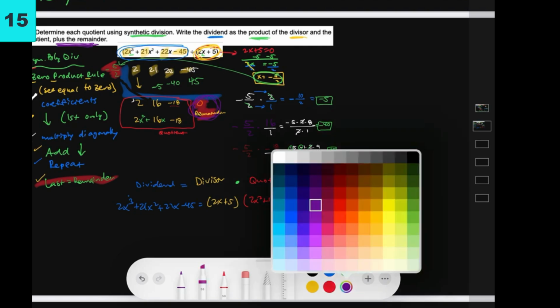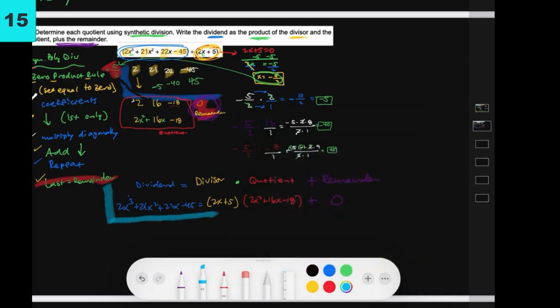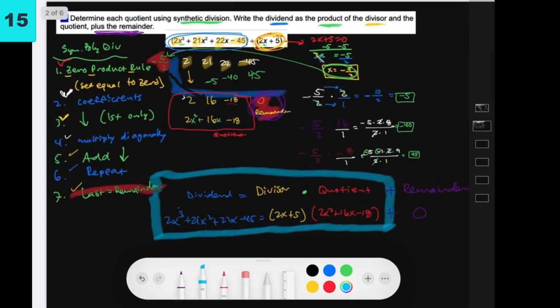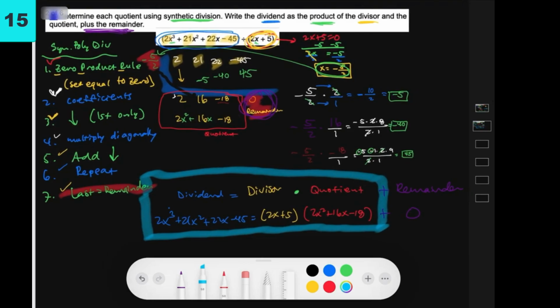Let's pick a nice color we haven't used yet. Aqua. So, because I don't have a remainder, this would be my answer. So basically we found the quotient using synthetic division, and we wrote the dividend as a product of the divisor and quotient plus the remainder.